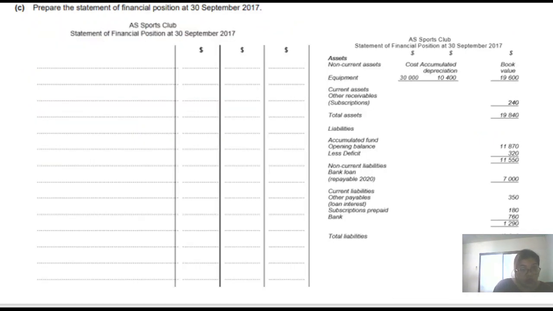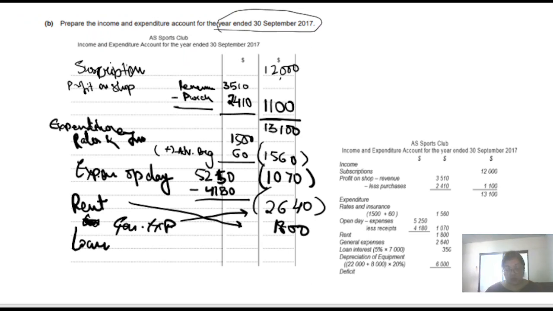Okay, and they told you this is your outstanding, which means it's your liability. So the loan is 7,000, so you have to do 7,000 into 5%. 7,000 into 5% is your 350. You have to write it down, 350 here.